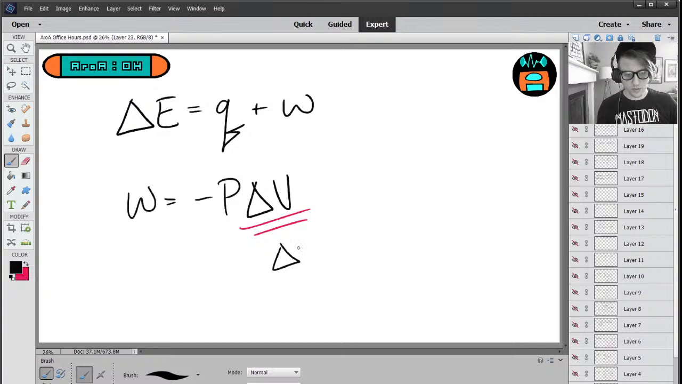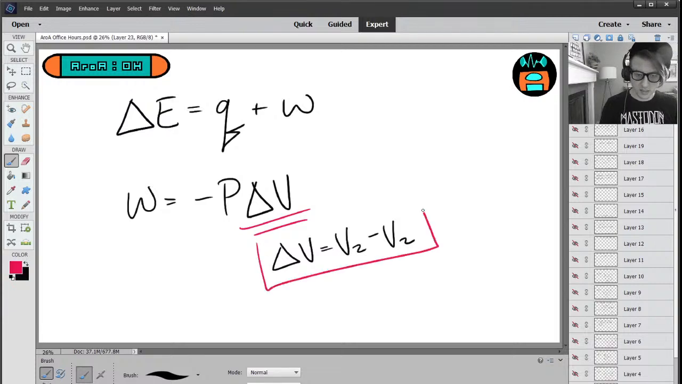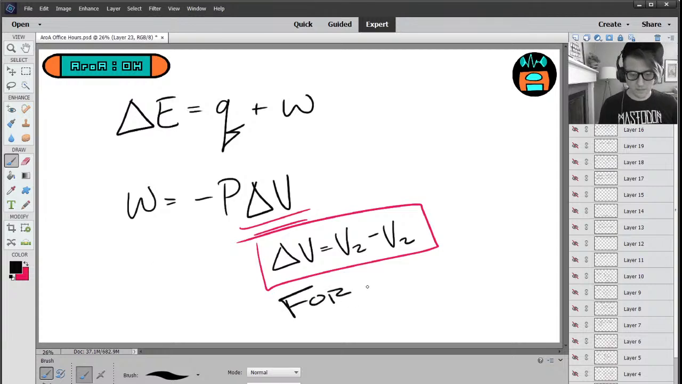First is, we know that a delta is final minus initial, but this is for a gas. So anytime you have a gas expanding, that's a change in volume, or a gas being compressed, that's a change in volume against a constant pressure, then you'll have an energy change through work.